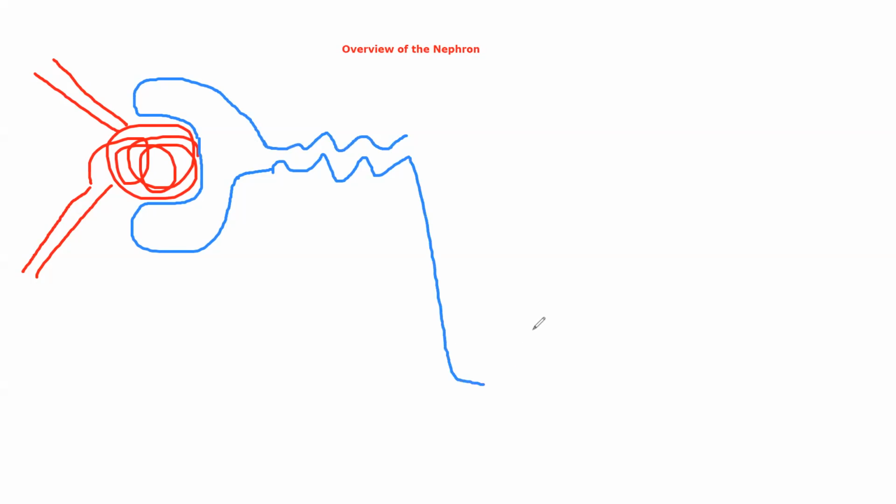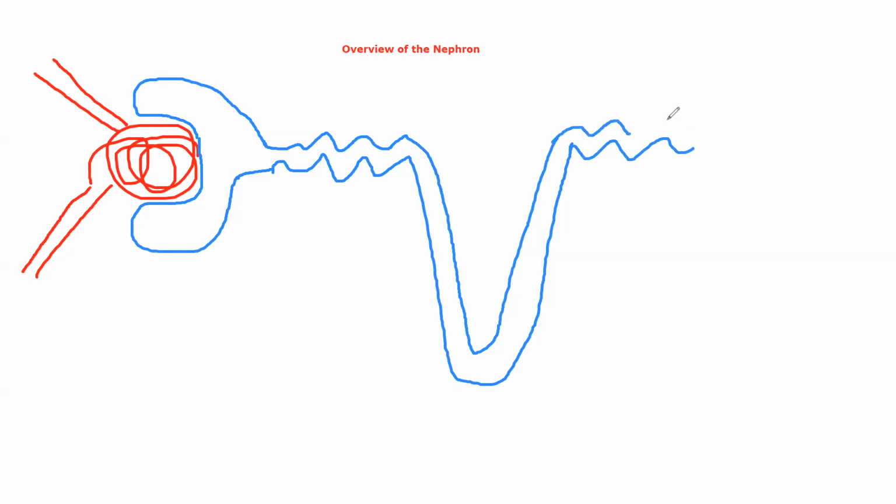Okay, we've got this afferent arteriole, this glomerulus, this efferent arteriole, and then we've got our capsule structure, right? So the Bowman's capsule. Okay, the proximal convoluted tubule. Got the loop of Henle here. Our DCT, or the distal convoluted tubule. And then finally, our collecting duct.